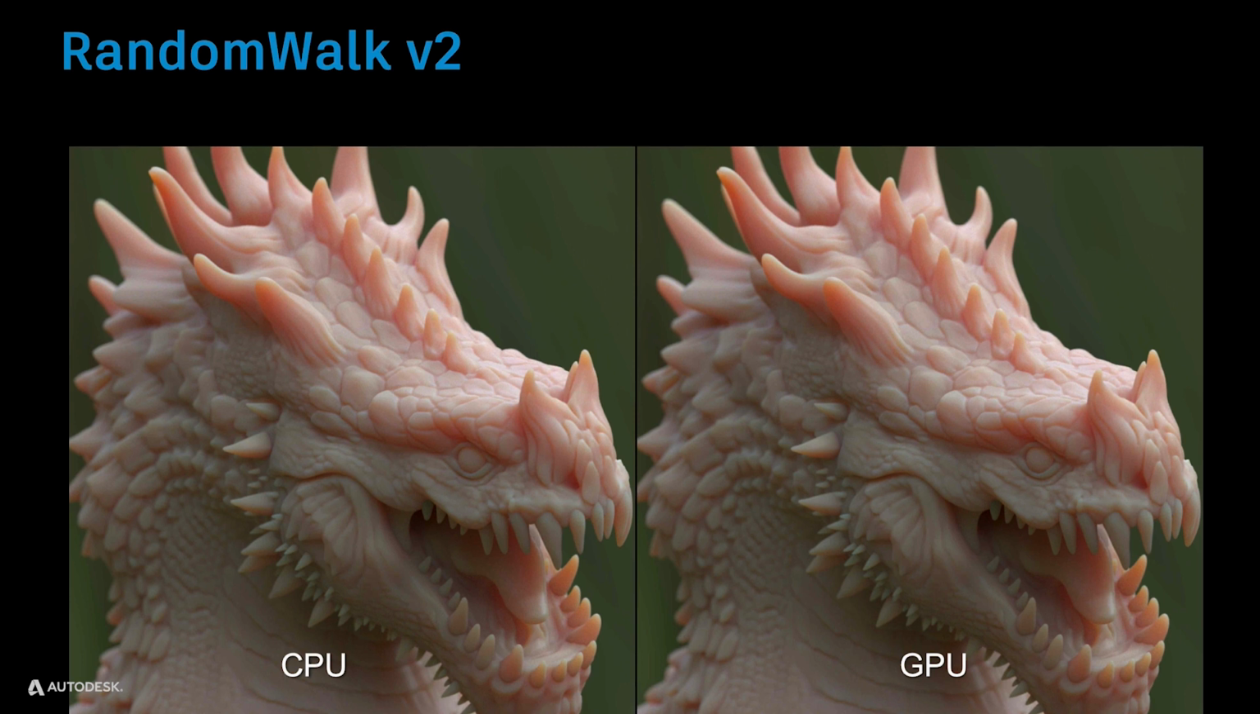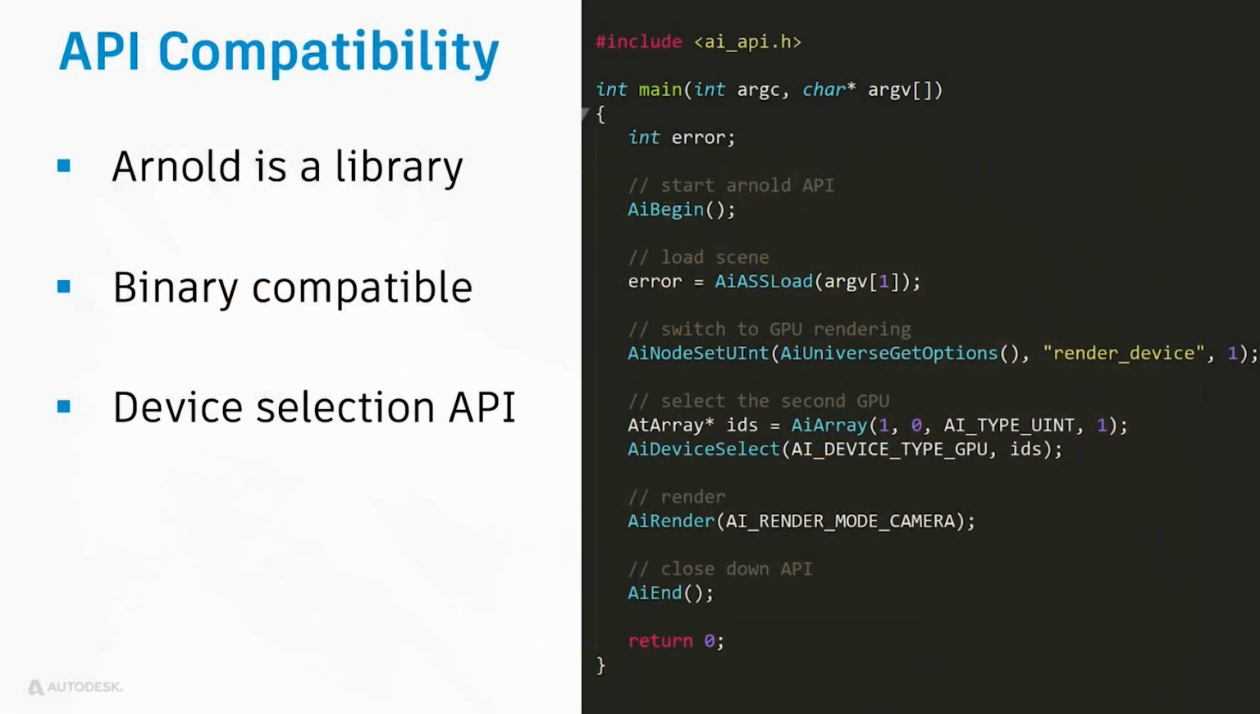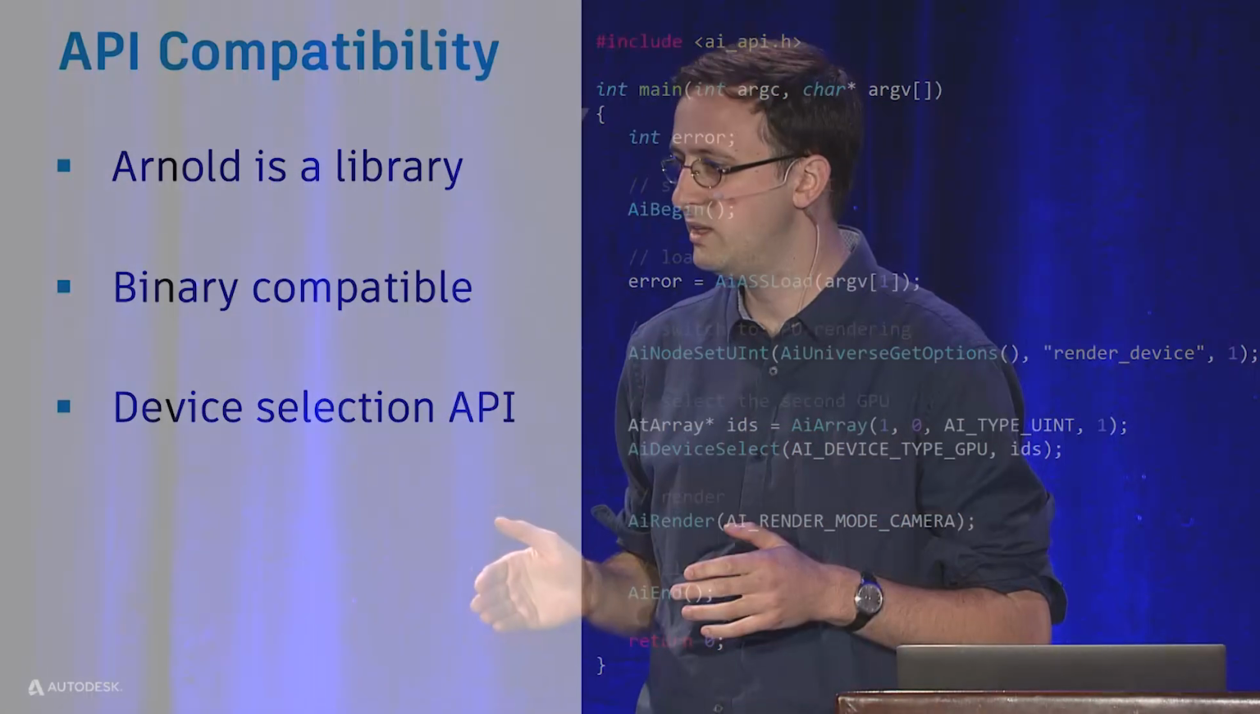Now, the next thing is API compatibility, which is harder to explain. But what made the success of Arnold is that it's not a black box. Arnold is a rendering library that people have used to build tools, like renderers, plugins, look dev kits. That's the API we use as well for our integration in Maya, 3ds Max, in all the DCCs. And we really didn't want people to have to rebuild their tools when we switched to GPU.